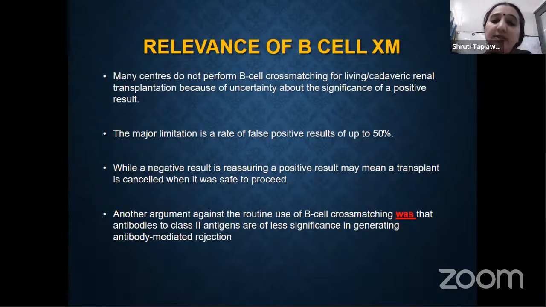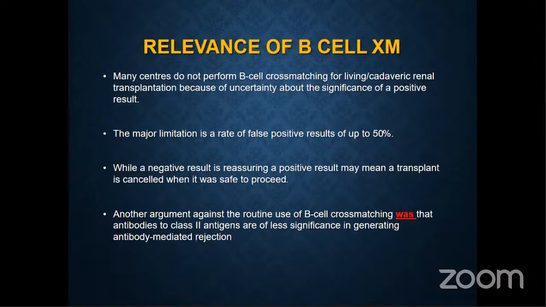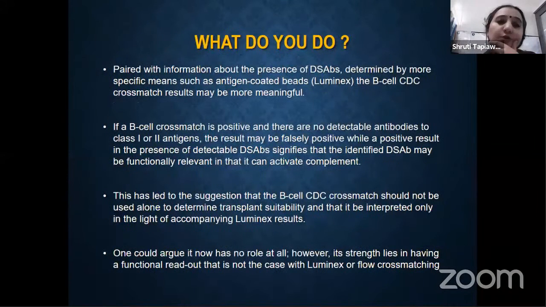Another argument for routine use of B cell cross-matching was that antibodies to class 2 are less significant. This was a was. But now we know that DR, DP, DQ cause a long-term effect on the allograft function. So what do you do?